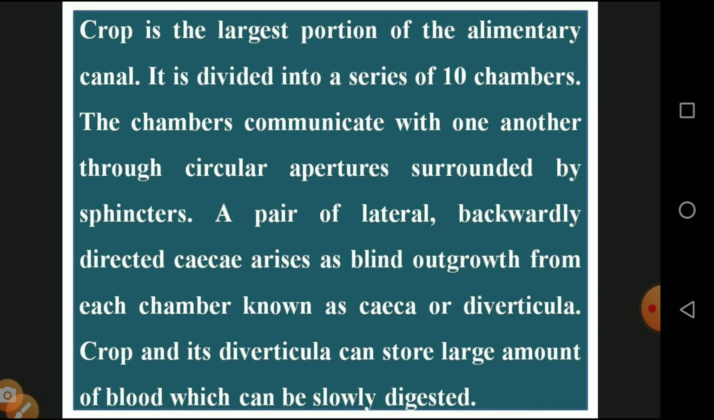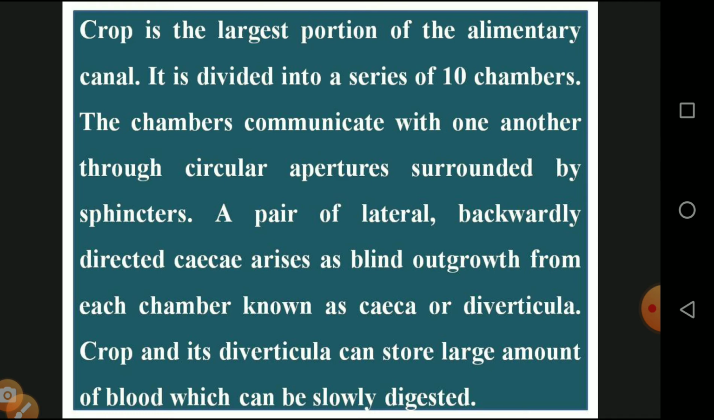And the crop is the largest portion of the alimentary canal. Another one more question: it is a blood storing organ. It is divided into 10 series of chambers. The chambers are continuous with one another through a circular aperture surrounded by a sphincter. So we can see the train, they are connected like hooks. A pair of lateral caeca is raised behind, an outgrowth from each chamber known as caecae or diverticula. So they have diverticula.